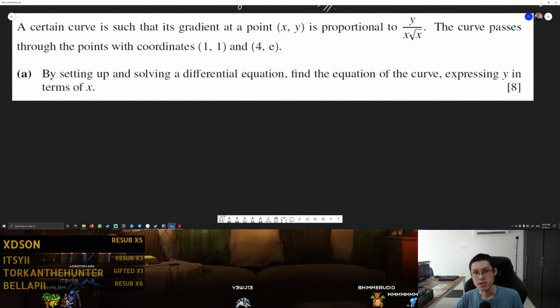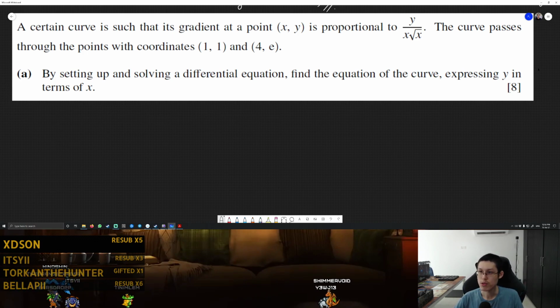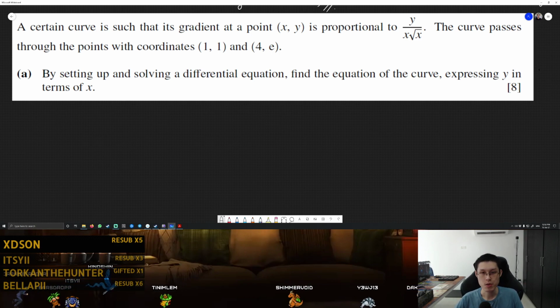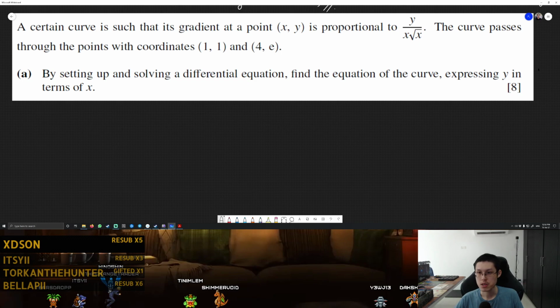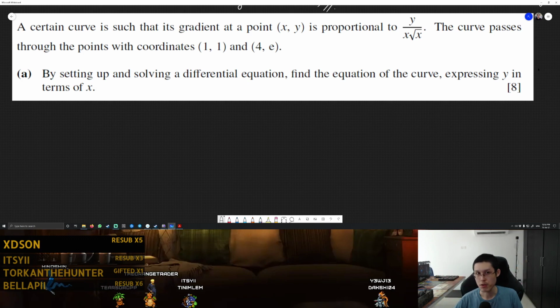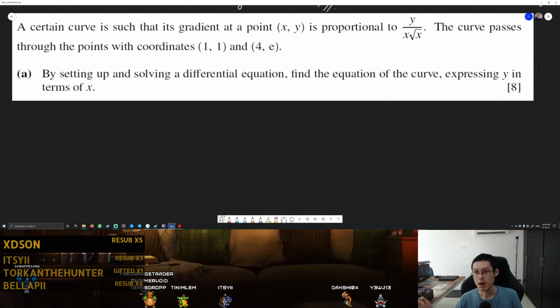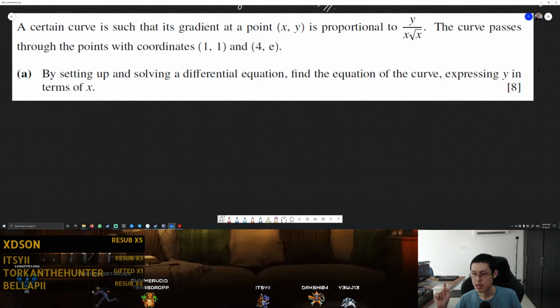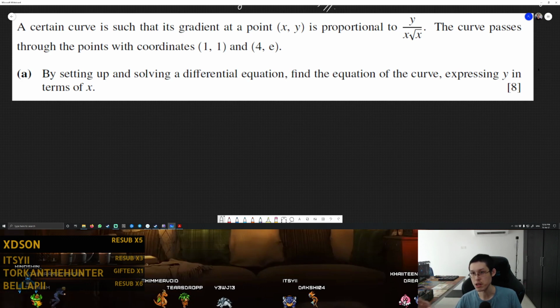A certain curve is such that its gradient at the point (x, y) is proportional to y over x root x. The curve passes through the points with coordinates blah blah and blah blah. By setting up and solving a differential equation, find the equation of the curve expressing y in terms of x. 8 marks. Okay, so if you know what to do, it's actually very easy. But here you can see they haven't actually given you the differential equation. So you have to work out the differential equation first.